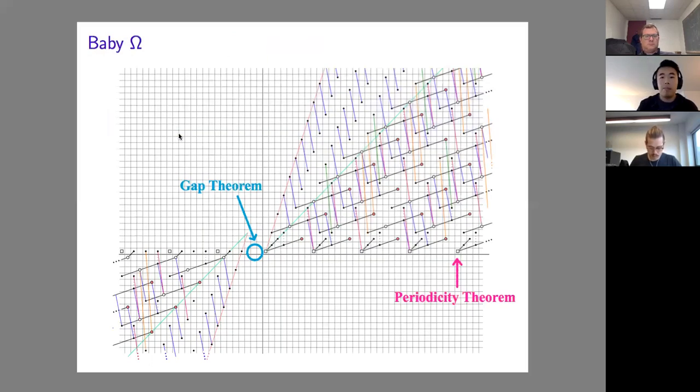I want to give you a baby version of omega to give you an idea of how you can see these theorems from a spectral sequence. This is a spectral sequence for a baby version of omega. You're going to see it again later in the talk. The periodicity theorem is saying that this class here is a permanent cycle. It doesn't support any differentials. The gap theorem is that there's a gap. And the detection theorem says that the Kervaire invariant elements are detected at the E-infinity page. So this is a baby version of the HHR detecting spectrum. This baby omega is 32 periodic, and that's the periodicity generator. But the actual detecting spectrum is 256 periodic.